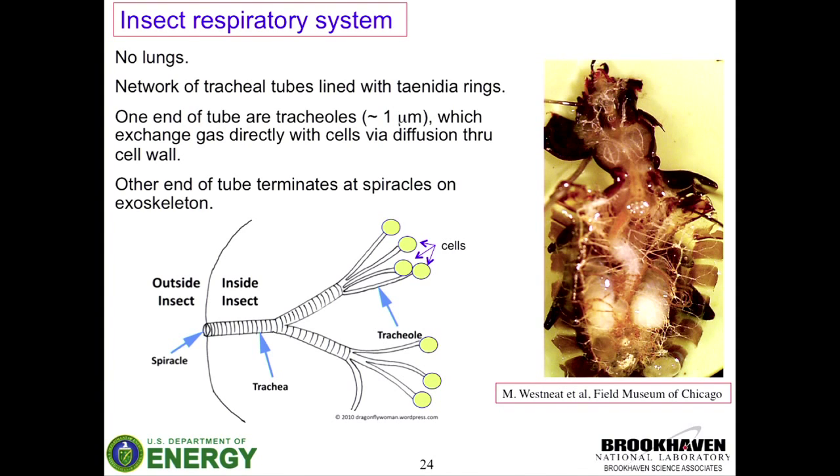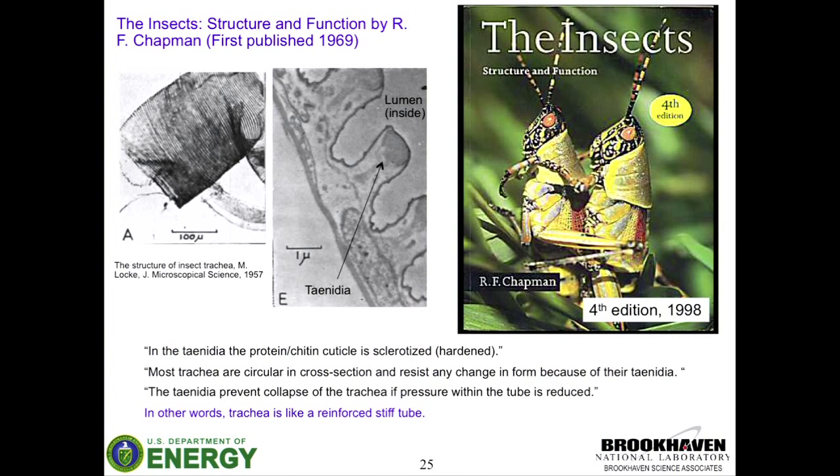Insects do not have lungs. They have a network of air tubes that go from outside of the body directly to the cells themselves, okay? This network of tubes terminates on the exoskeleton where there's a valve called a spiracle, and then the tubes go finer and finer and finer and eventually directly feed the cells, okay? And this is the standard textbook for entomology, the study of insects. It's a very old book and has been in its 4th edition here.